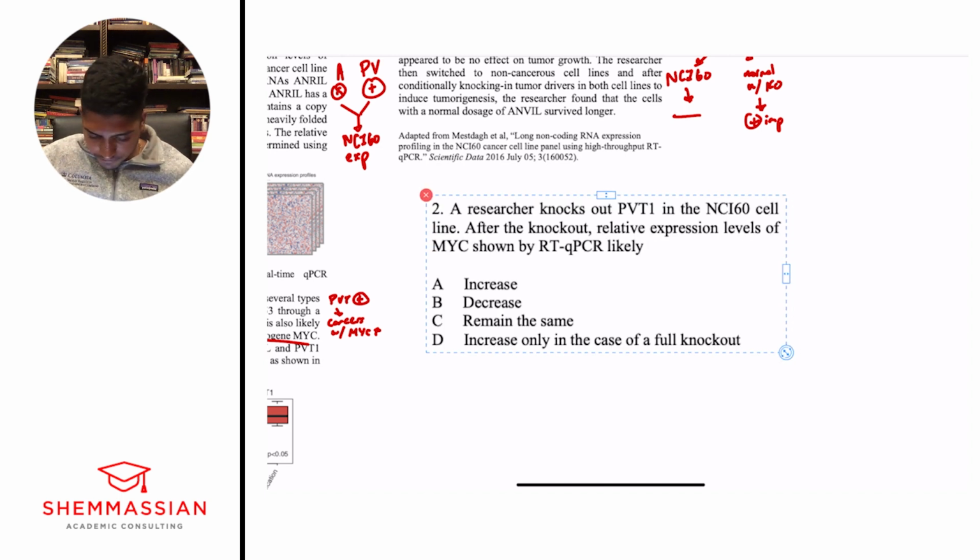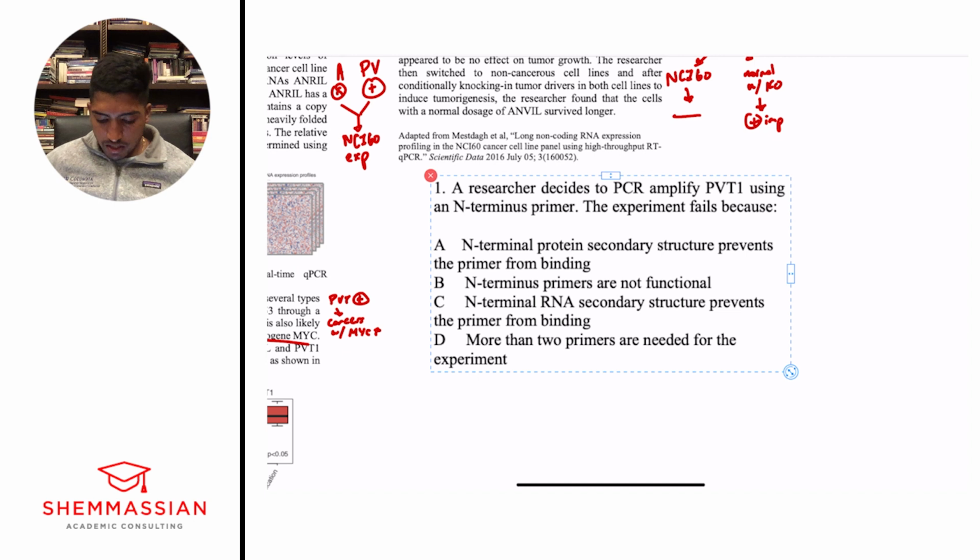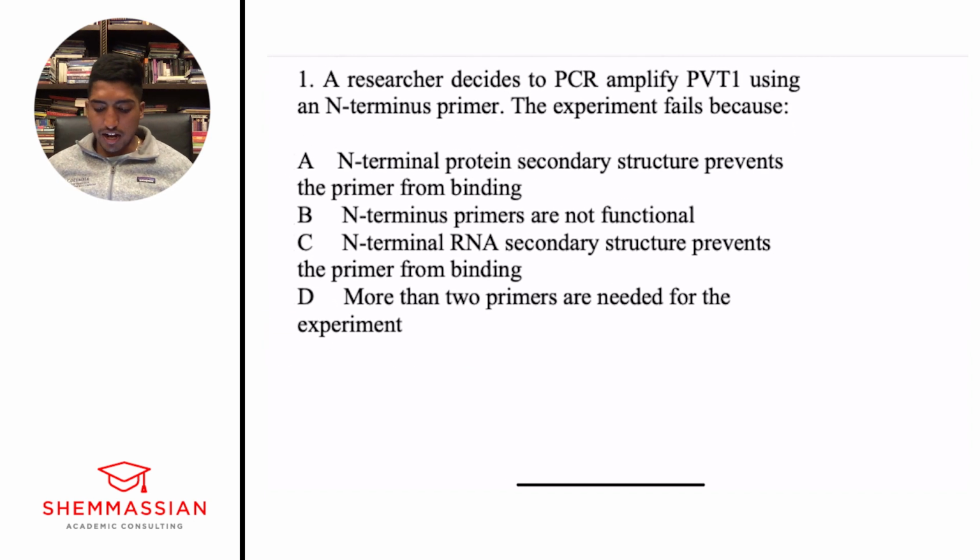Question number 1. A researcher decides to PCR amplify PVT1 using an N-terminus primer. The experiment fails because A, N-terminal protein secondary structure prevents the primer from binding. B, N-terminus primers are not functional. C, N-terminal RNA secondary structure prevents the primer from binding. Or D, more than 2 primers are needed for the experiment.